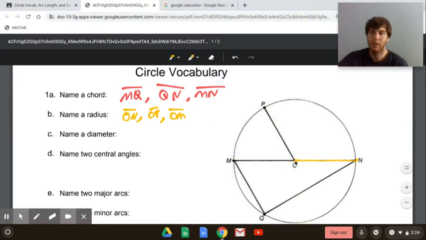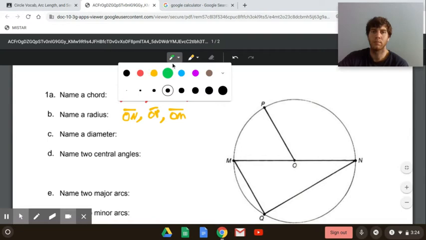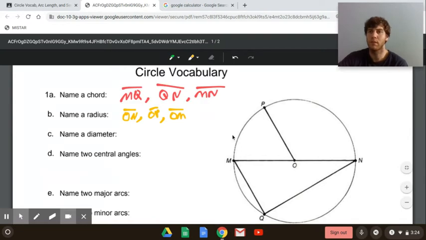Diameter is essentially a chord that goes through the center. So it's a segment whose endpoints are on the circle and goes through the center of the circle. So it's basically a chord that goes through the center. So MN would be our diameter that's drawn in here.